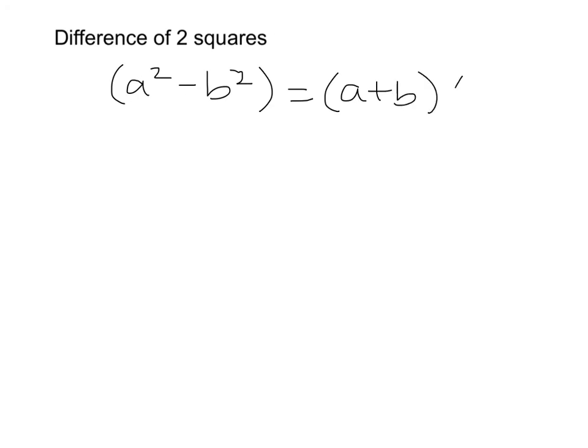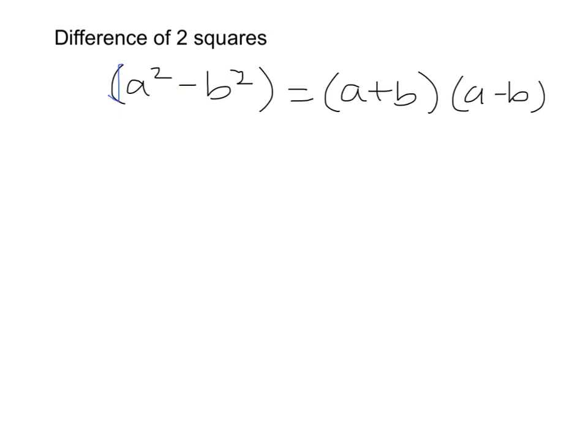The last special case is a difference of two squares. And this is a squared minus b squared equals a plus b times a minus b. So something for you to notice: if the sign in the middle is not a minus sign, you cannot do this shortcut. It has to be a minus sign.